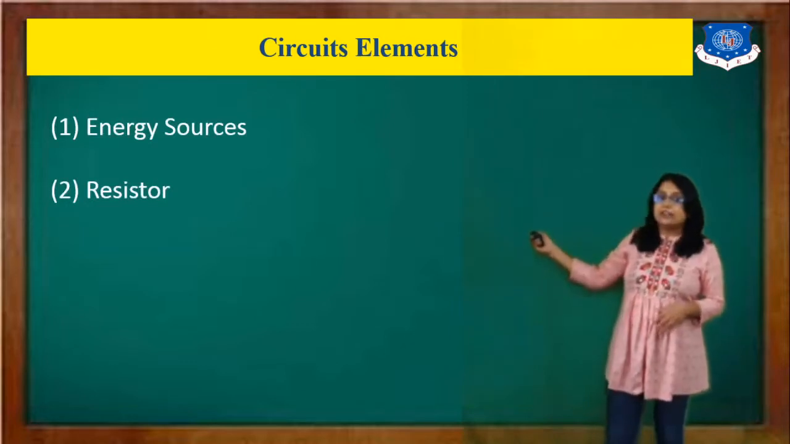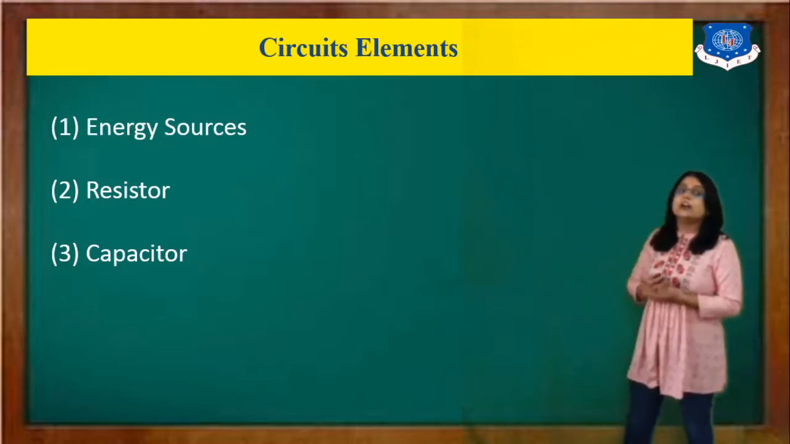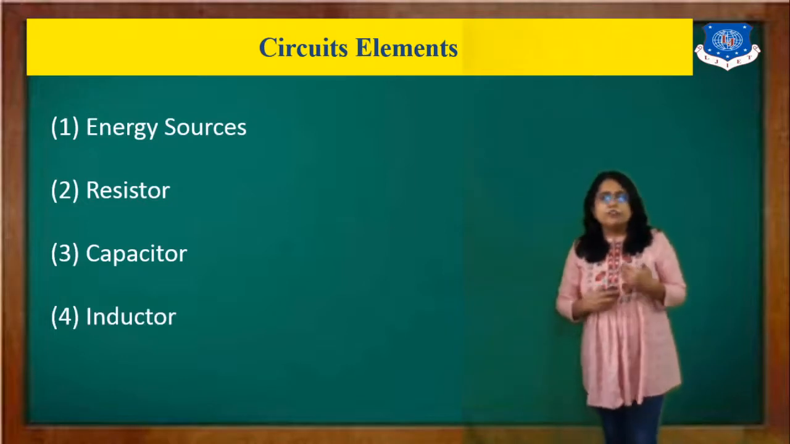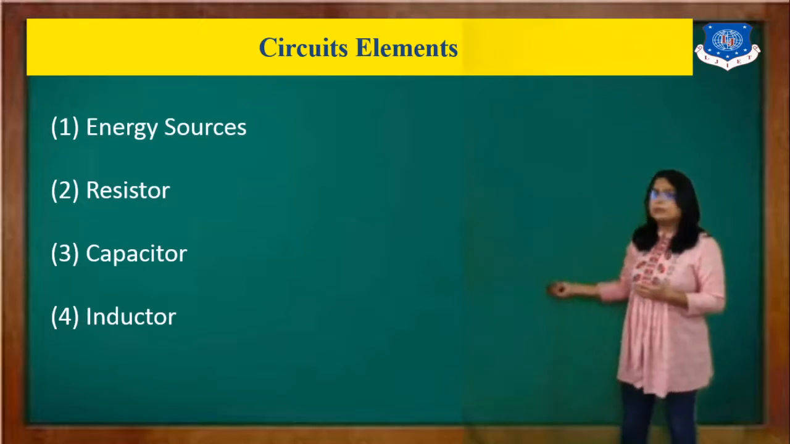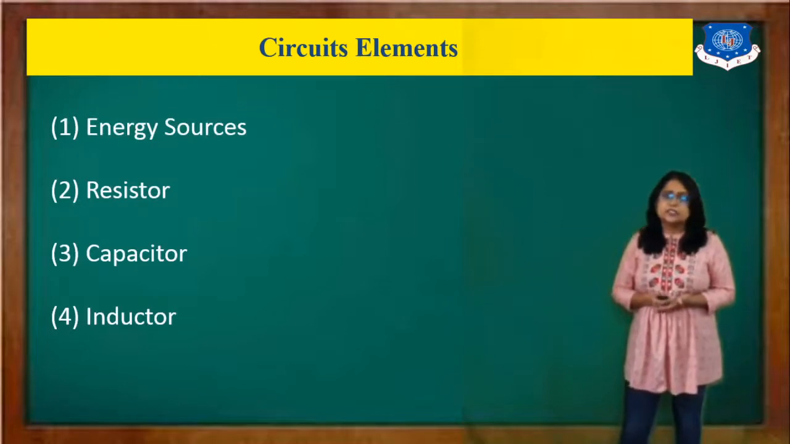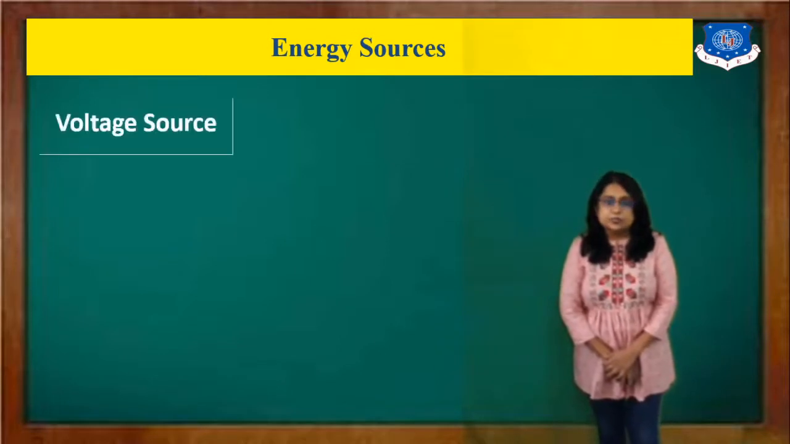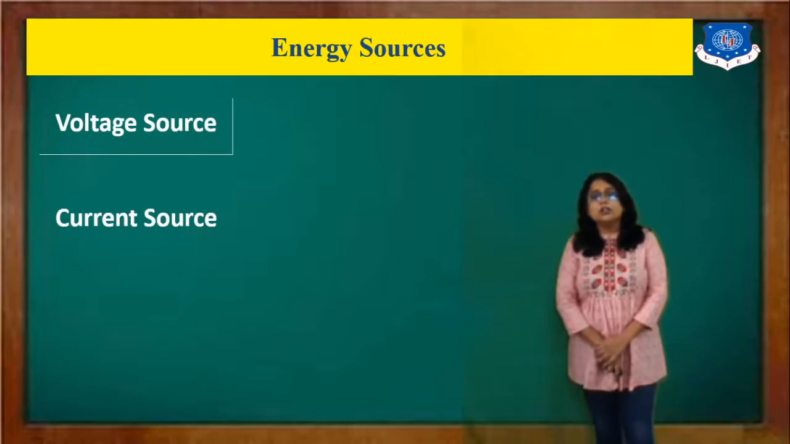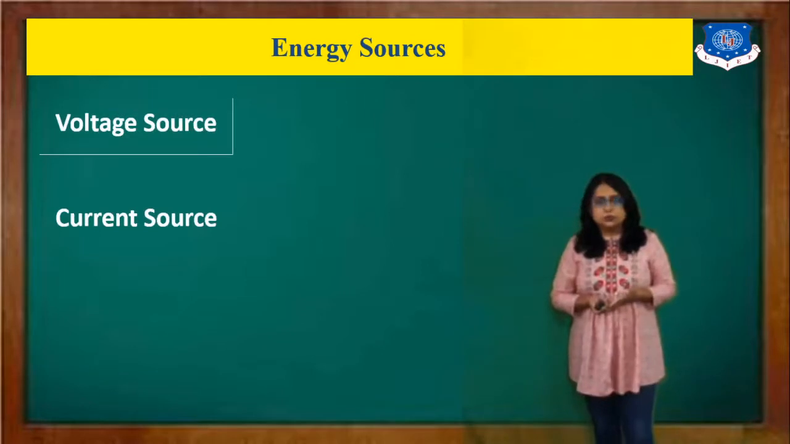Then second one is what? It's a resistor. Then it's a capacitor, and our last element is what? It's an inductor. So if we consider any basic circuit, then we can find these four elements inside any circuit, right? Energy source, resistor, capacitor and inductor. Now we will see what is energy source. It can be a voltage source or it can be a current source. Energy sources are classified into two types.